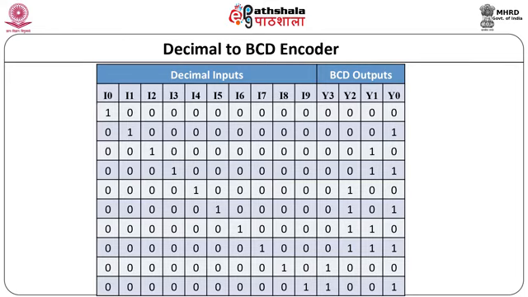There are in all 10 possible input conditions. In the truth table, I0 represents least significant digit and I9 represents most significant digit. Similarly, in the output, Y0 represents LSB and Y3 represents MSB. The truth table includes only valid combinations of the inputs.